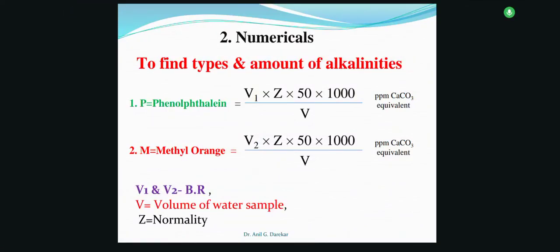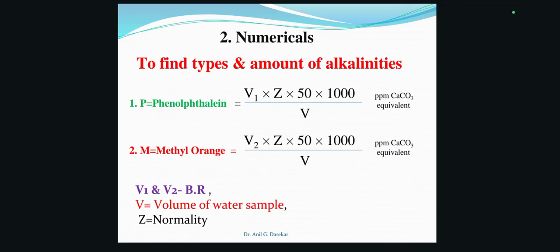We are going to discuss the second type of numerical from Engineering Chemistry, Unit 1, Water Technology. In this numerical, we are going to find the types and amount of alkalinities. For finding the types and amount of alkalinities, we need to know the values of P and M. P is phenolphthalein and M is methyl orange.